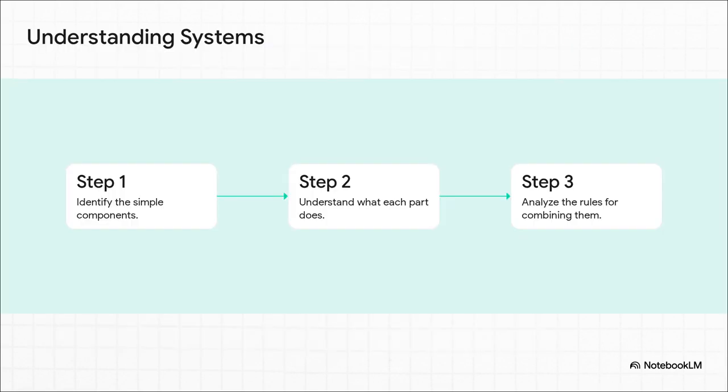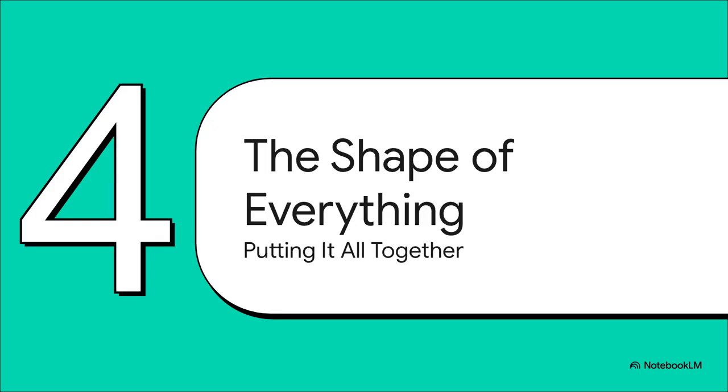And the process is just as simple as it is powerful. It's a three-step recipe for understanding, well, anything. First, you identify the simple parts, the little building blocks. Second, you figure out what each of those parts does on its own. And third, you analyze the rules for how they combine. That's it. That's the engine that makes this whole thing work. Which brings us to Section 4, the shape of everything.